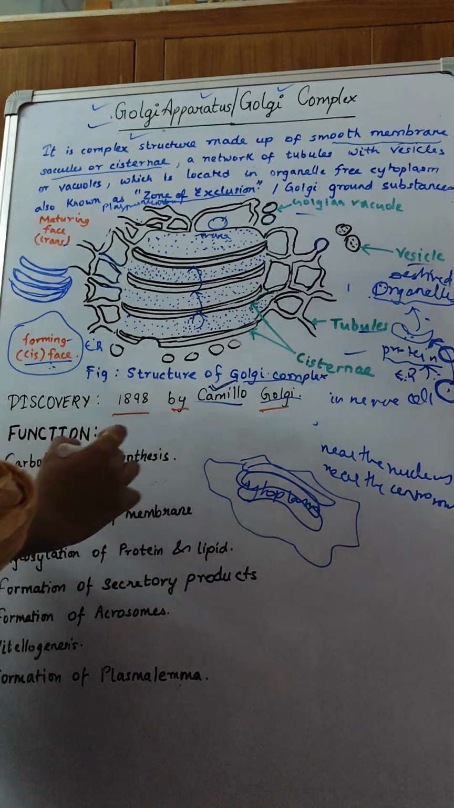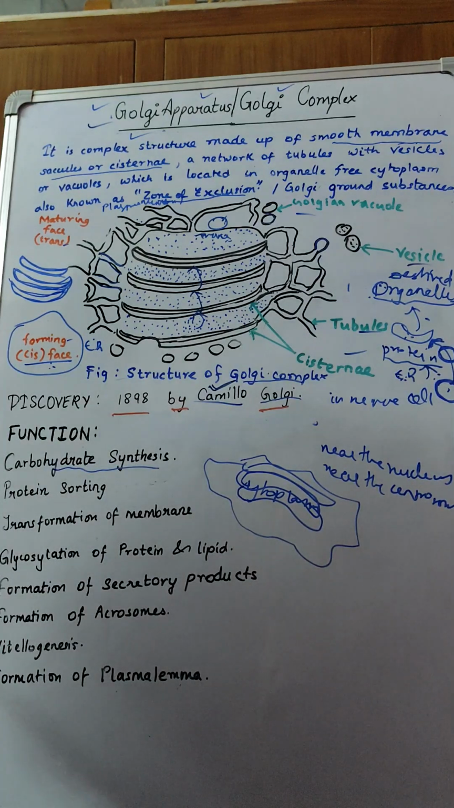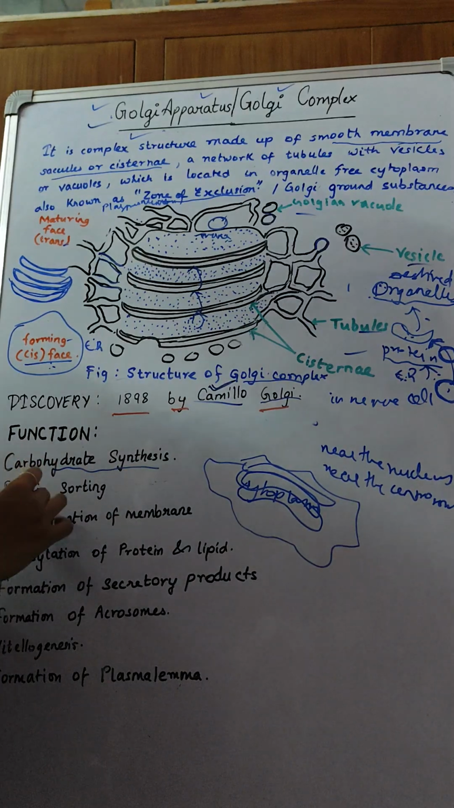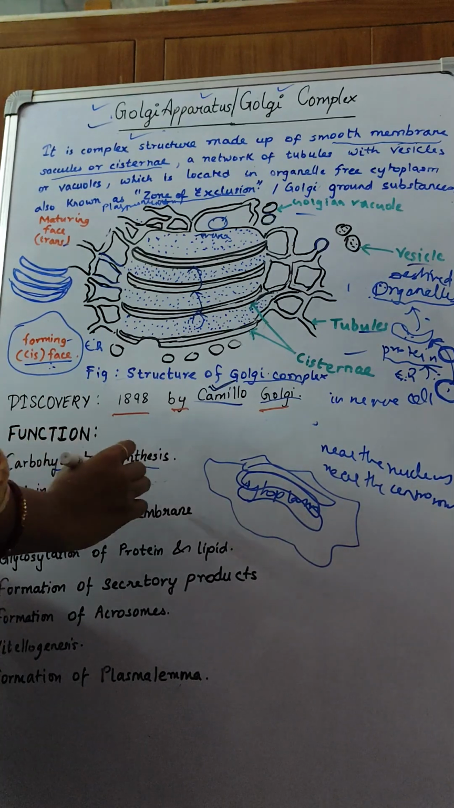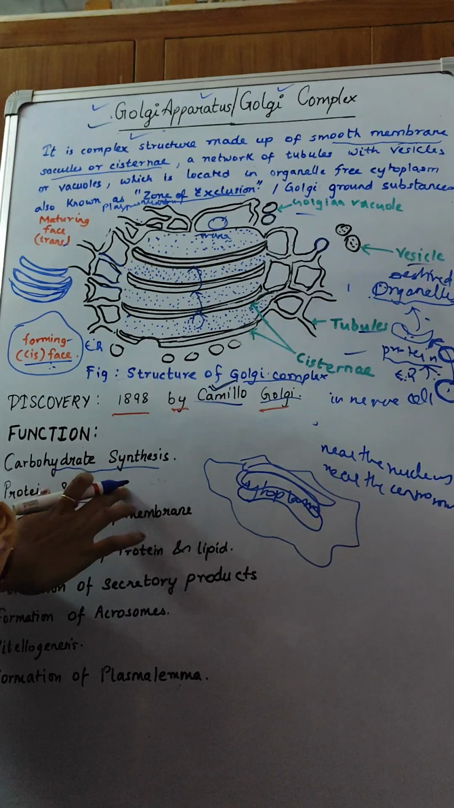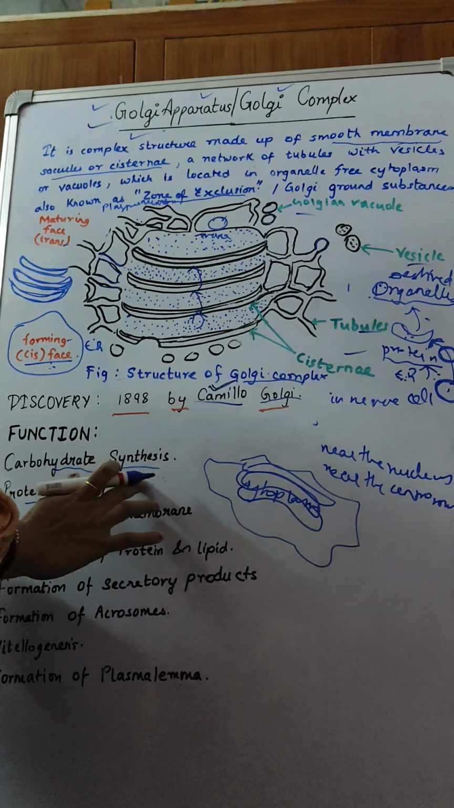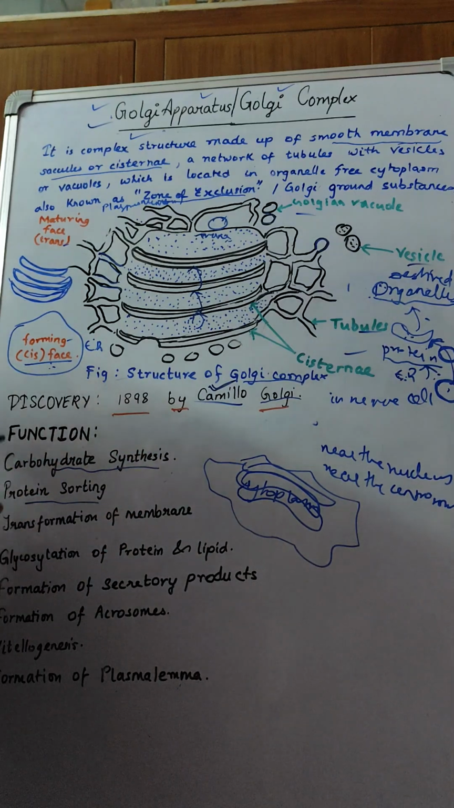The first function is carbohydrate synthesis. Many carbohydrates like sialic acid or galactose are synthesized over here. Next is protein sorting. Proteins are sorted and modified, which is an important part, and then transferred wherever they have to be transferred.